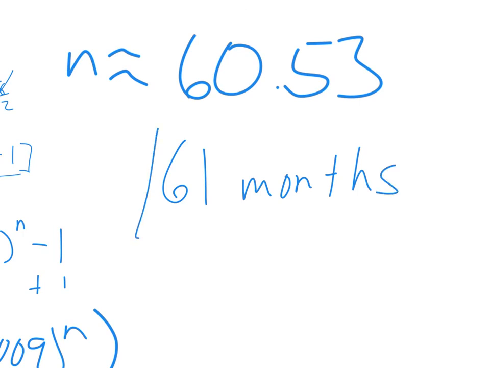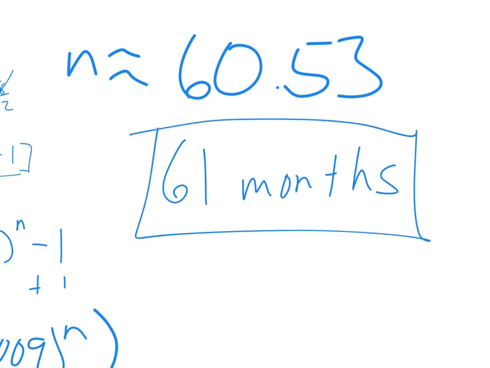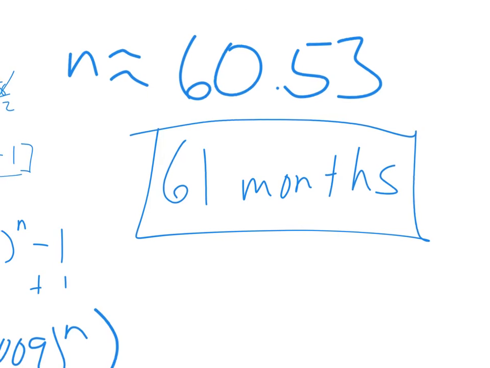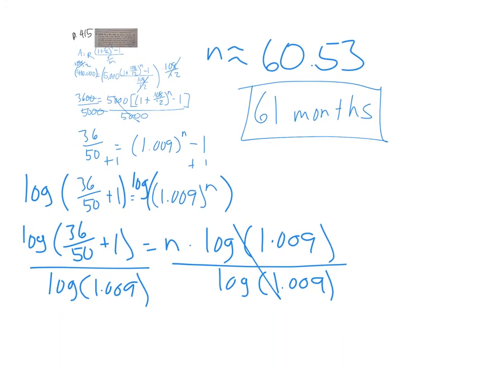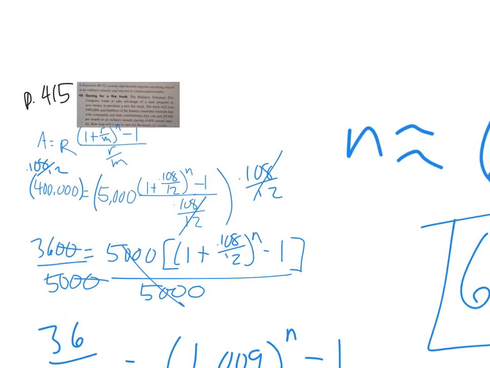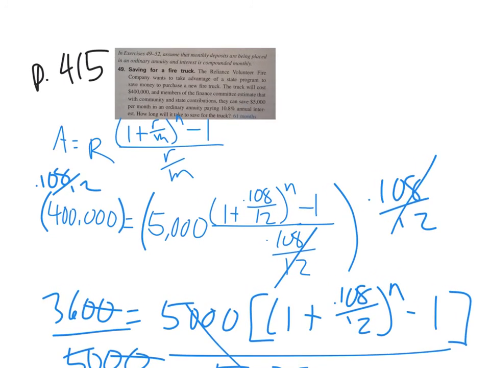In 61 months, they will have saved enough, $400,000, and actually a little bit more. And that is it for this problem. So notice, like I said, when you're solving for n, you're going to have to use logs, and that usually involves a lot of tedious little algebra. So I personally would have been happy stopping right back here.